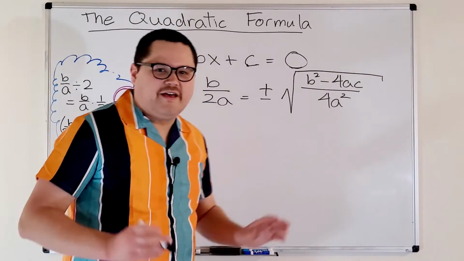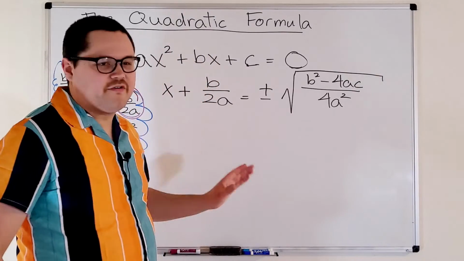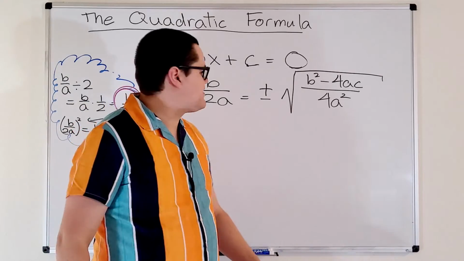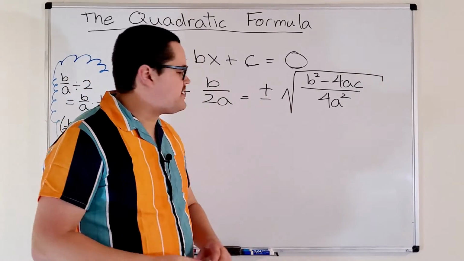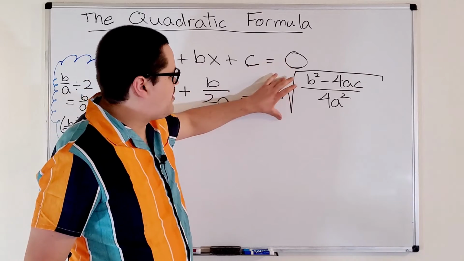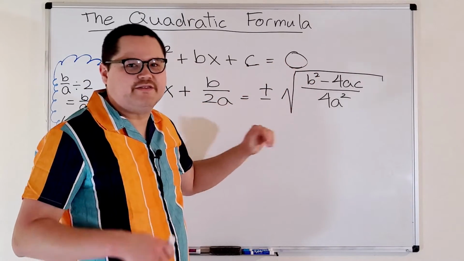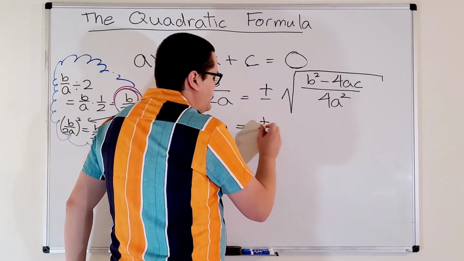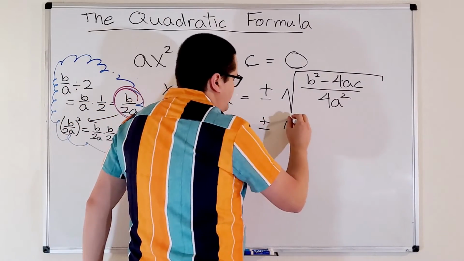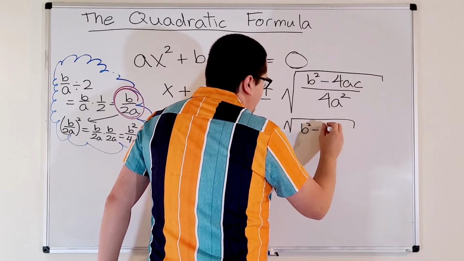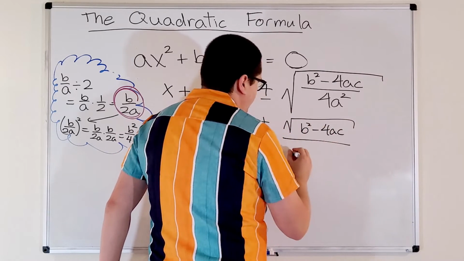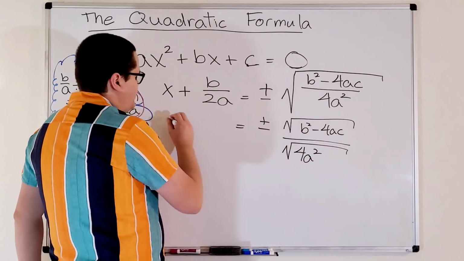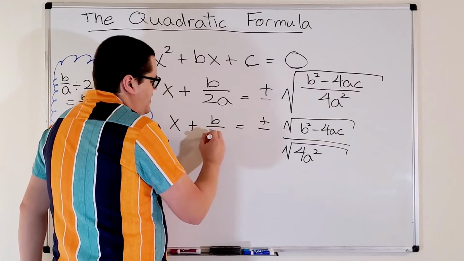Now, a square root distributes over division and multiplication. It does not distribute over addition and subtraction. But here we have division. So in other words, the square root of this quotient is the same as the quotient of square roots. So this is the same as plus or minus the square root of b squared minus 4ac over the square root of 4a squared. So we have x plus b over 2a equals this.